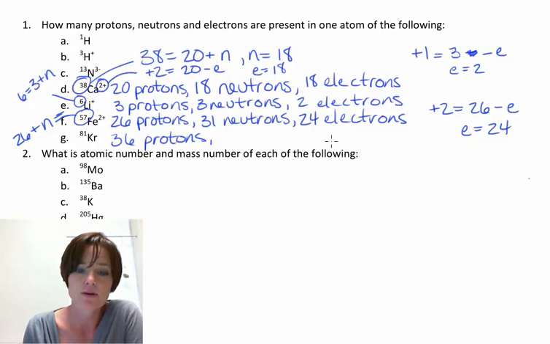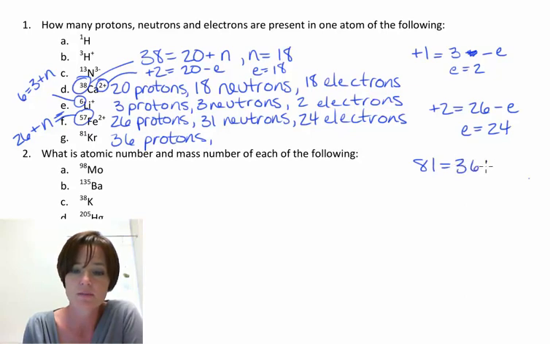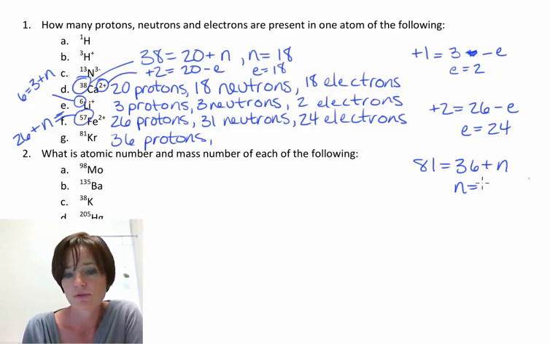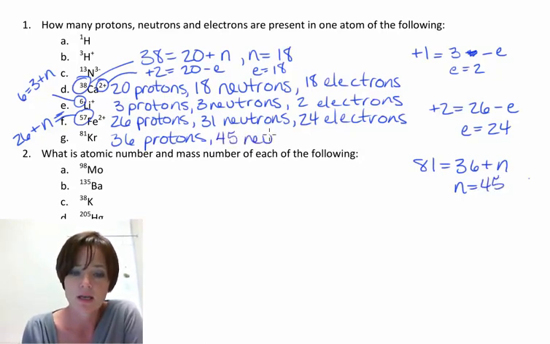To solve for the number of neutrons, remember that we're going to take the mass number. Mass number is 81, so 81 is equal to the number of protons plus neutrons. Solve for N. N is going to be equal to 45. And so we have 45 neutrons.